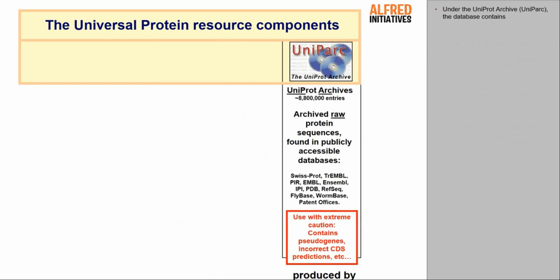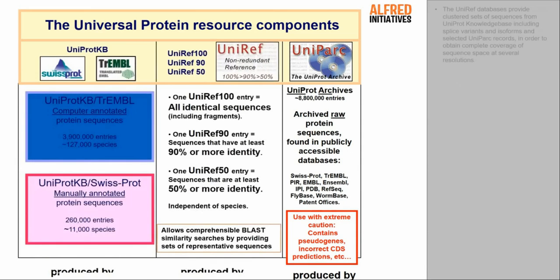Under the UniProt Archive, also known as UniParc, the database contains a stable, comprehensive, non-redundant collection of all protein sequences ever published. The UniRef databases provide cluster sets of sequences from the UniProt Knowledge Base, including splice variants and isoforms, and selected UniParc records in order to obtain complete coverage of sequence space at several resolutions.